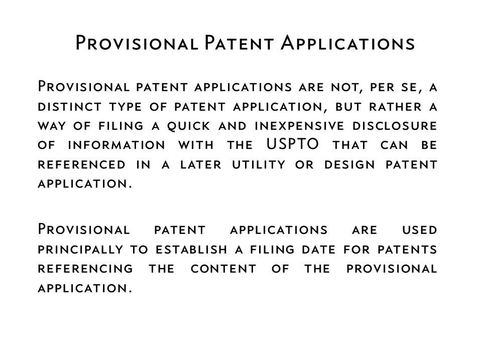Provisional patent applications. Provisional patent applications are not per se a distinct type of patent application, but rather a way of filing a quick and inexpensive disclosure of information with the USPTO that can be referenced in a later utility or design application. Provisional patent applications are used principally to establish a filing date for patents, referencing the content of the provisional application.